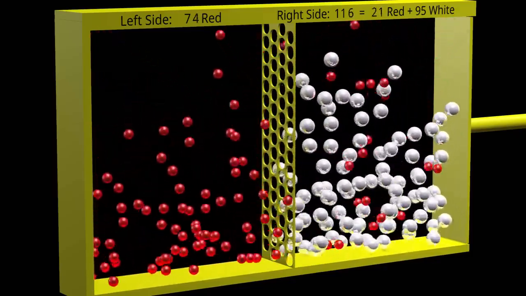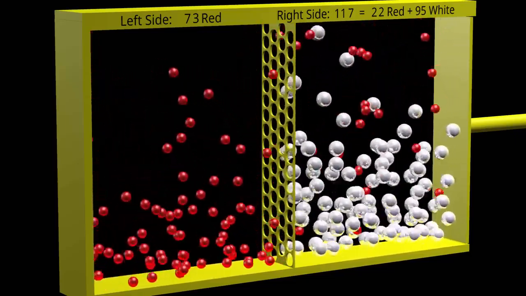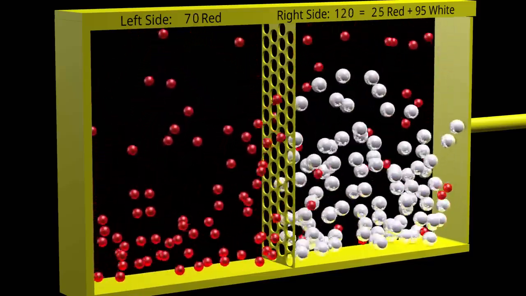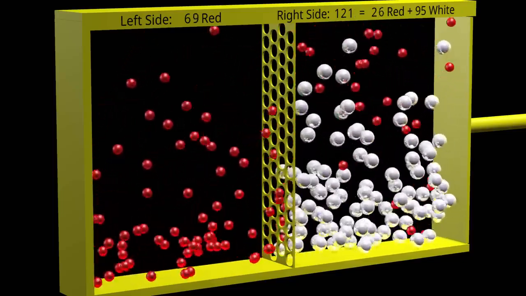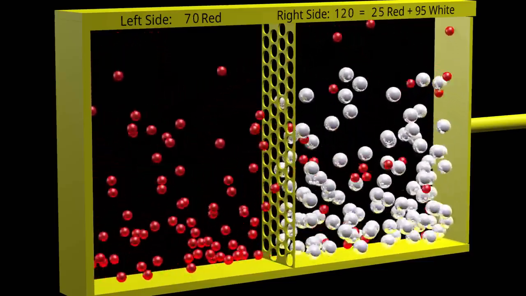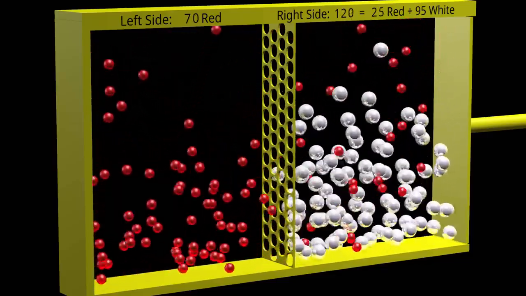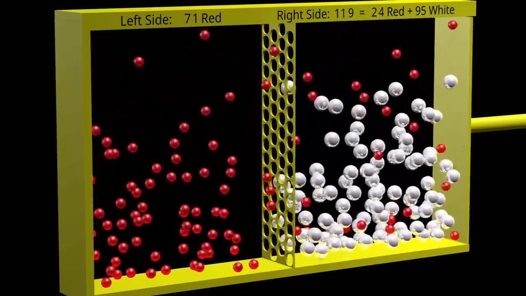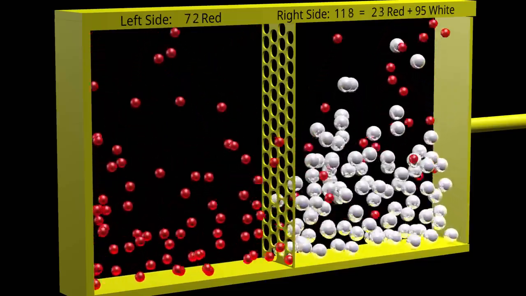The small red particles are able to pass through the holes in the membrane, whereas the large white particles are not. In equilibrium conditions, there will therefore be some red particles on both sides of the membrane, whereas all the large white particles will always only be on the right side. This means that in an equilibrium condition, there will be a greater number of total particles on the right side of the membrane than on the left side. We call this process osmosis.